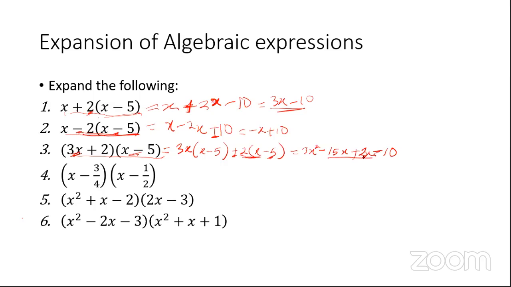So this and this are still of the same family, so you can just have 3x squared. Then minus 15 plus 2 will give us minus 13x minus 10. So that is the solution to that particular one. I want to believe that questions 4, 5, 6 can all be done by you. You can do those questions.